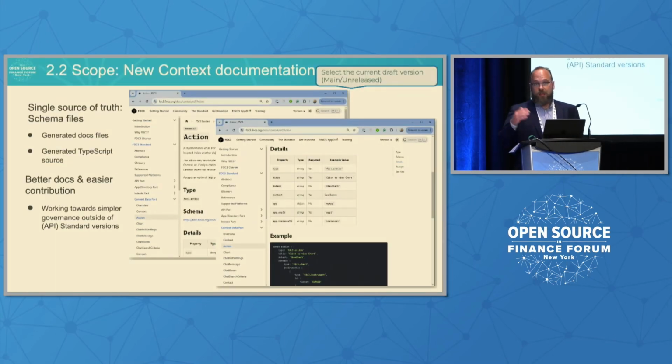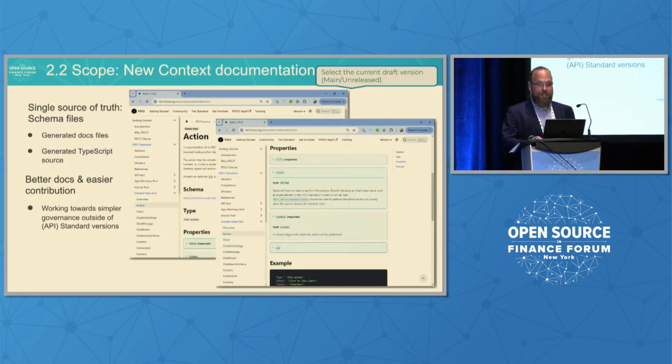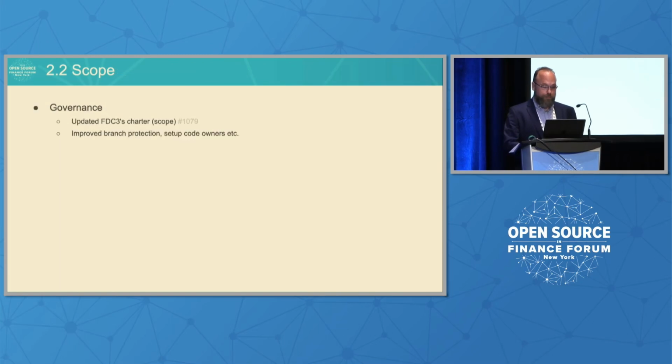We've also, in 2.2, created some new context documentation to allow us to use the JSON schema files that define context as a single source of truth. So we generate the documentation files now along with the TypeScript sources, and that makes it a lot easier for us to have that single source of truth and make it a lot easier to contribute. It's part of our work to try and move the governance of context types outside of the versioning for the API standards versions, which naturally move an awful lot slower.